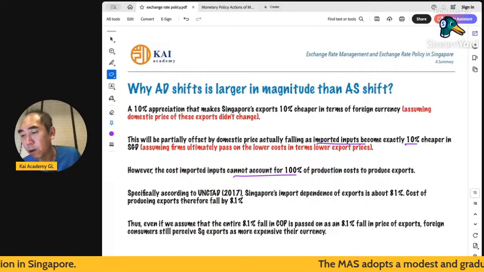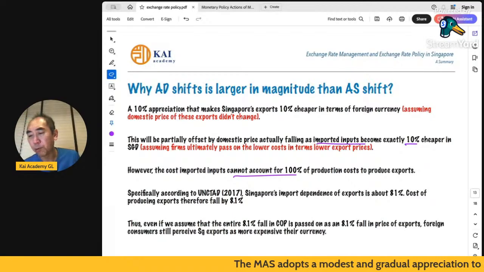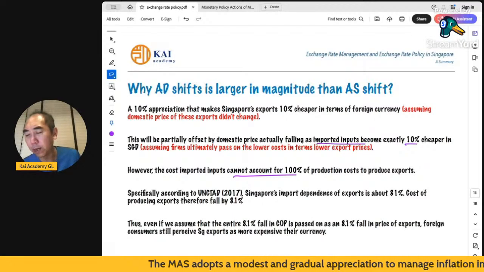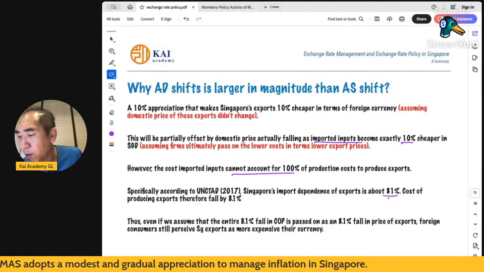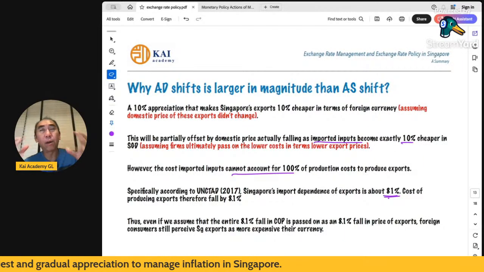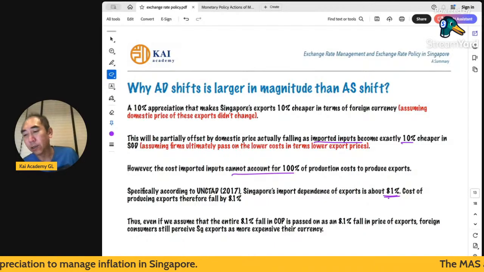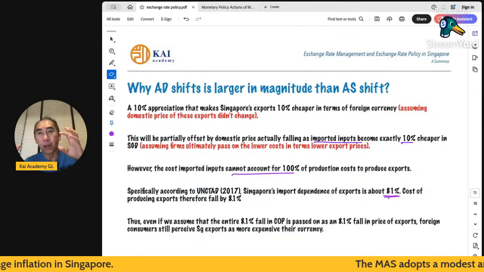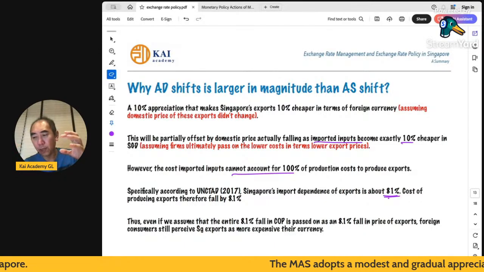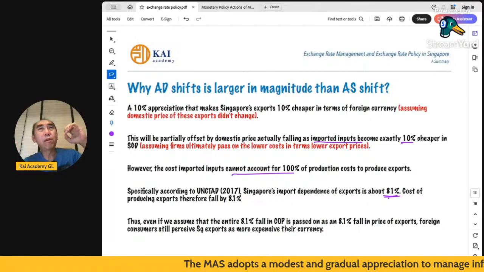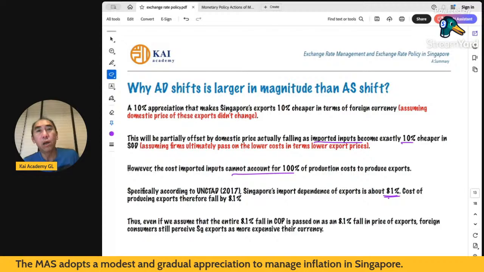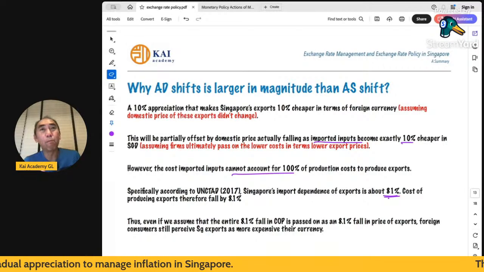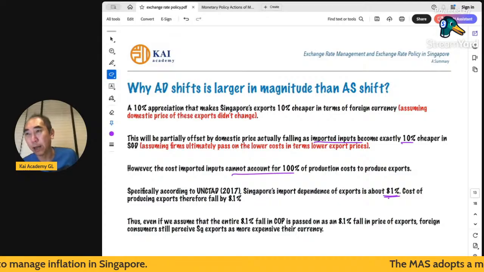In fact, if you recall, I've talked about this either in a previous video as well as in class, that Singapore's import content of our exports is 81%, based on the United Nations Commission for Trade and Development in 2017. They published data that shows that on average, every dollar of exports that Singapore sells to the rest of the world, 81 cents of that dollar went towards paying for inputs used to produce that export.